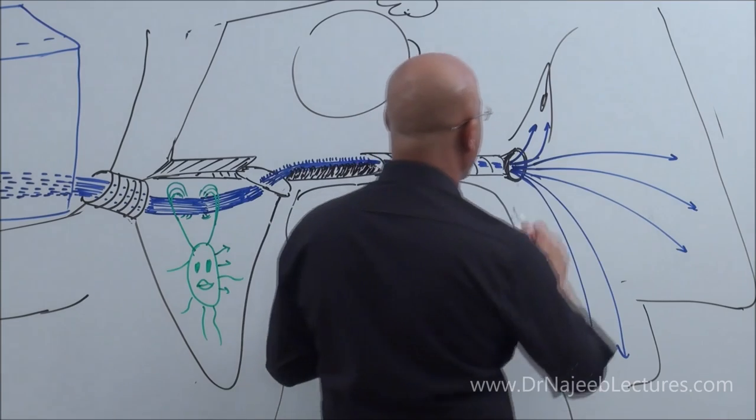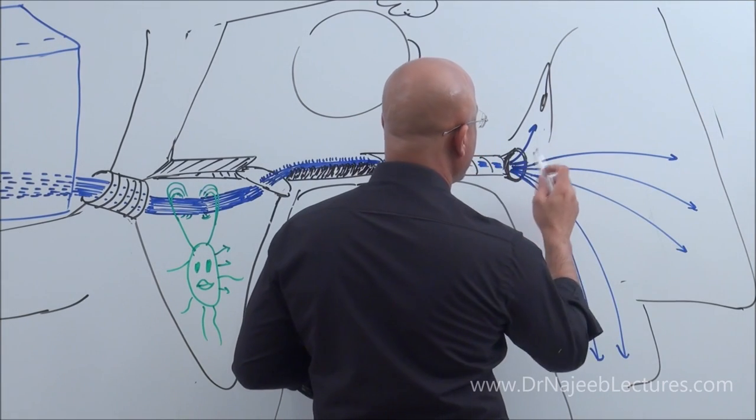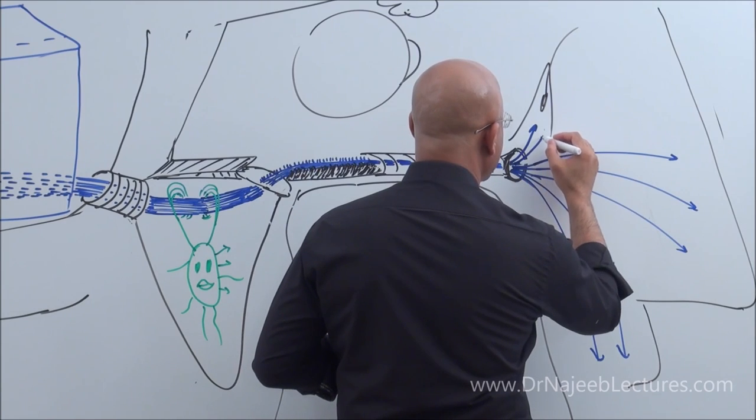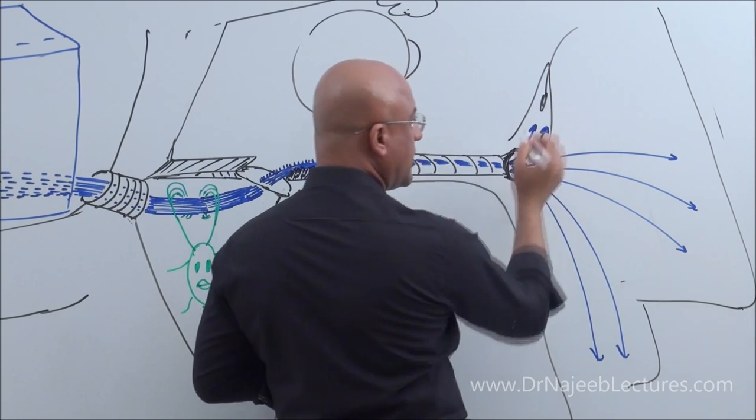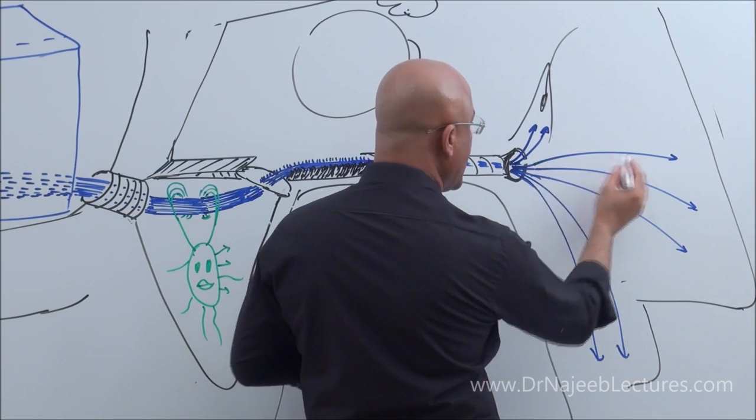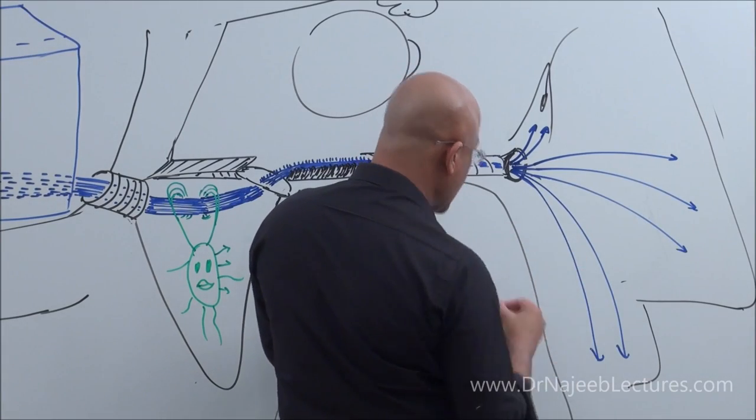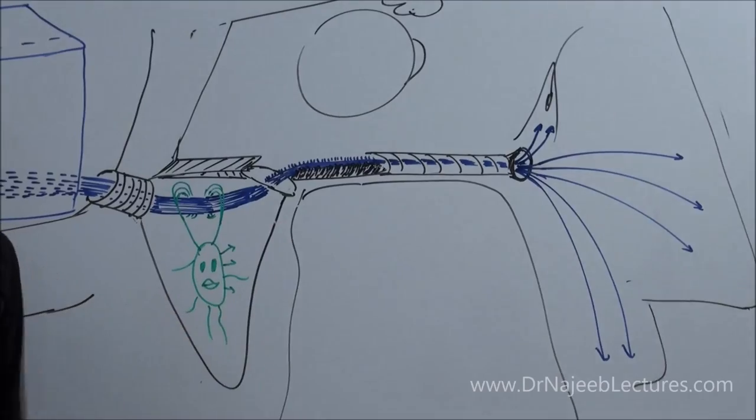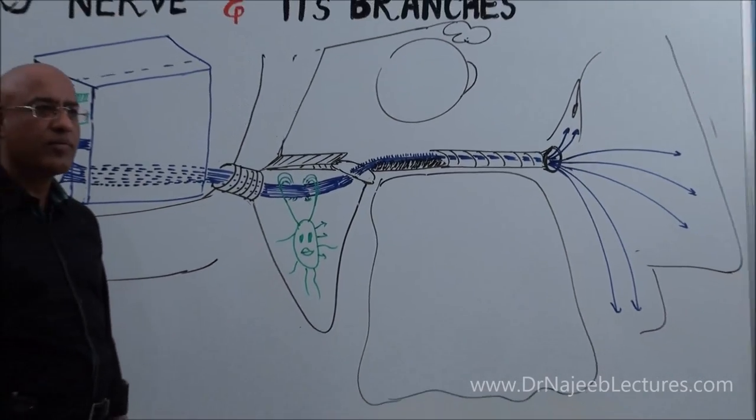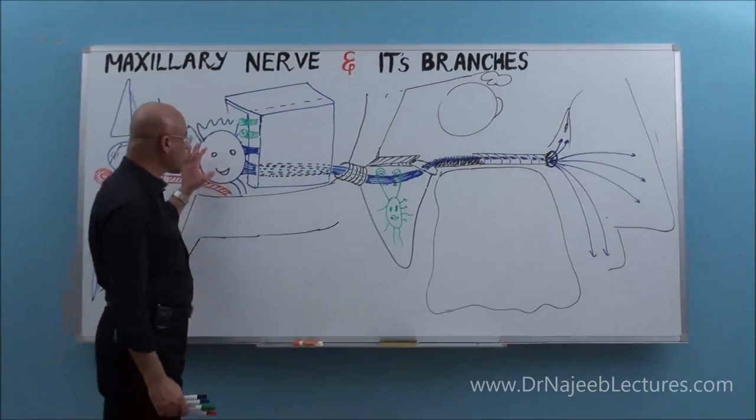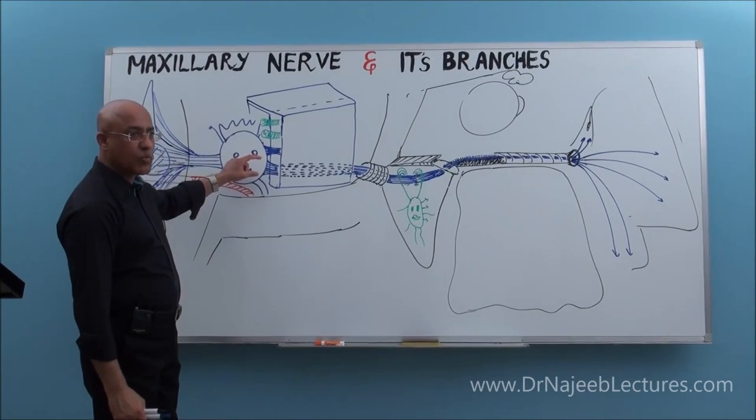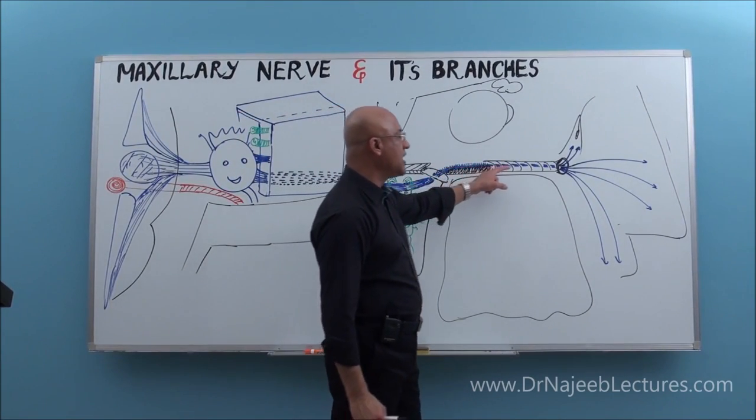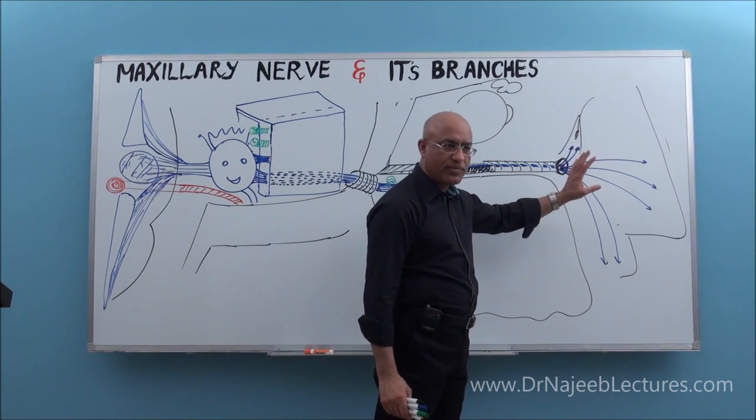So infraorbital nerve, when it comes out of which foramen? Then it gives palpebral branches, and here are nasal branches, and there are superior labial branches. Am I clear? Any question up to this? So this is the basic course of which nerve? Maxillary nerve. And then from here onward, its continuation is called infraorbital nerve.